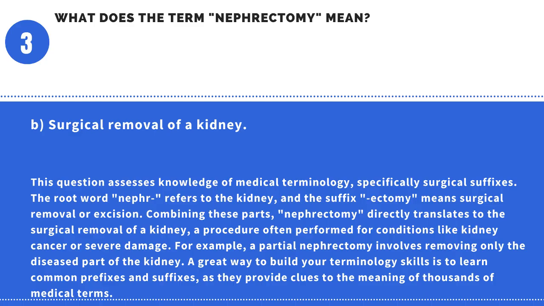This question assesses knowledge of medical terminology, specifically surgical suffixes. The root word neph- refers to the kidney, and the suffix -ectomy means surgical removal or excision. Combining these parts, nephrectomy directly translates to the surgical removal of a kidney, a procedure often performed for conditions like kidney cancer or severe damage. For example, a partial nephrectomy involves removing only the diseased part of the kidney. A great way to build your terminology skills is to learn common prefixes and suffixes, as they provide clues to the meaning of thousands of medical terms.